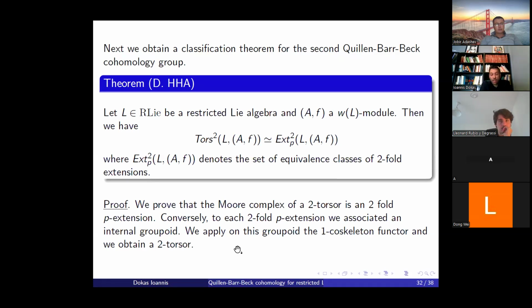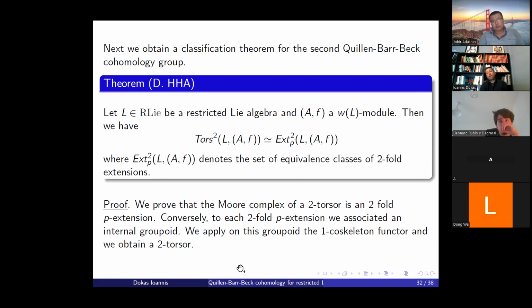And conversely, if we start with a twofold P extension, we use the result that crossed modules are equivalent to internal groupoids. We associate an internal groupoid to this twofold extension. Then we apply the one co-skeleton functor, which I defined in previous slides, and we prove that we obtain a two torsor, so the definition that I gave. And so we verify that these four conditions are satisfied in the definition. And this is the sketch of the proof.